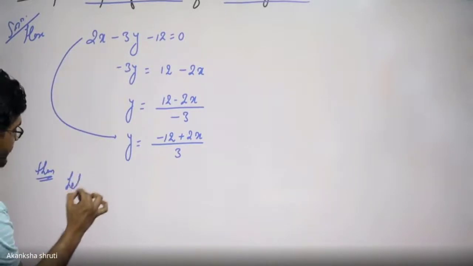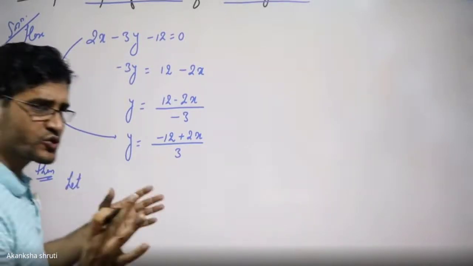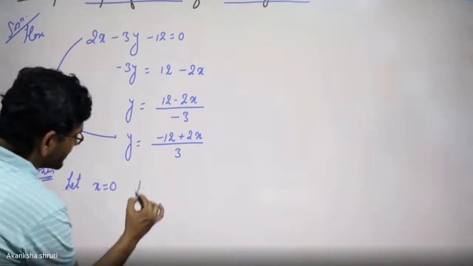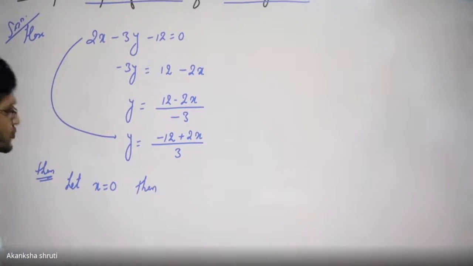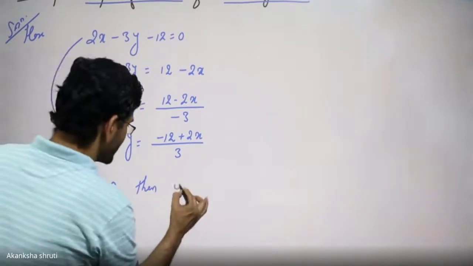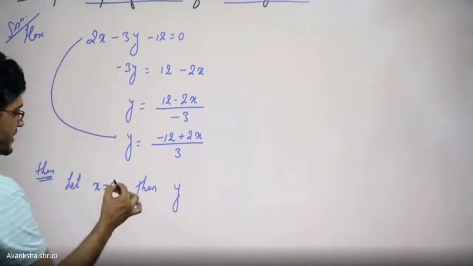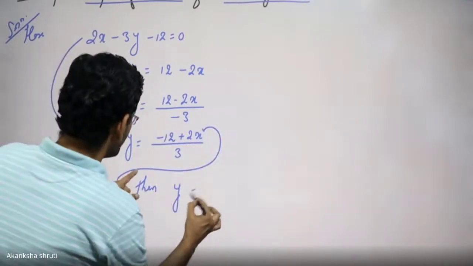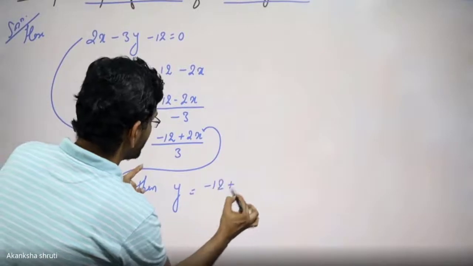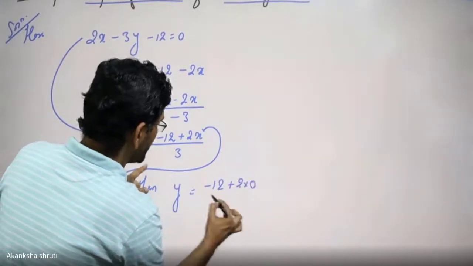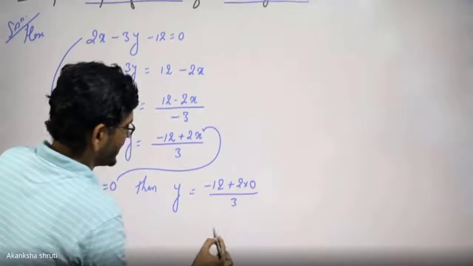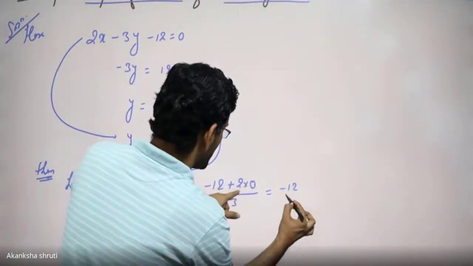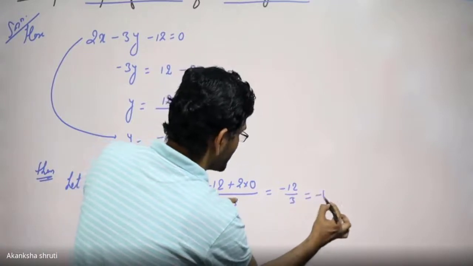Then from your mind, you are free to choose. Let x equal 0. Then you have to calculate y. How to calculate y? This 0 we need to substitute here. So y becomes minus of 12 plus 2 into 0 by 3. Students, we can simplify this: minus of 12 plus 0 by 3. It is our minus 4.